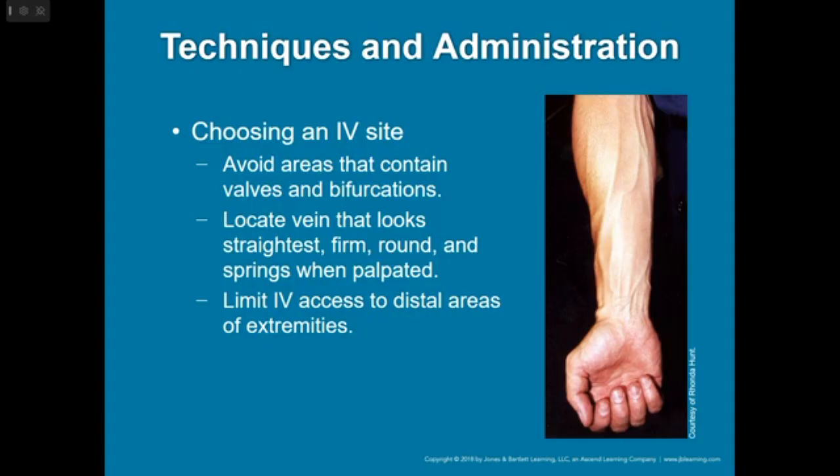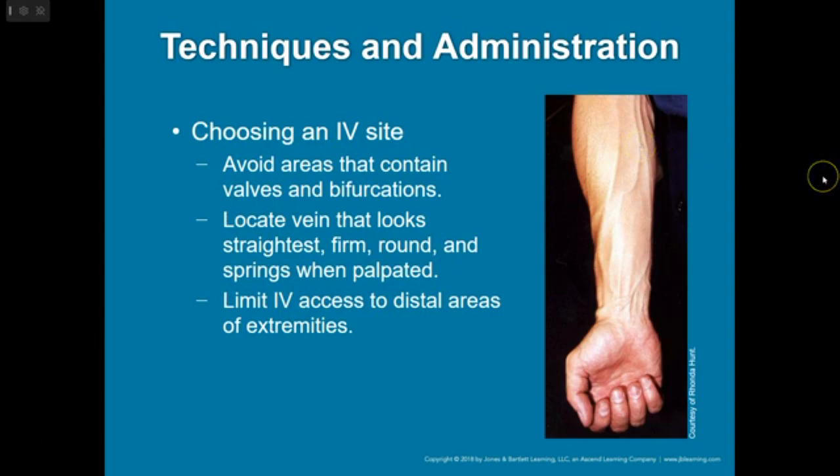Avoid areas that contain valves or bifurcation. You can probably look on your own arm and see a valve. It's like a little bump right in the middle of your vessel. That's a one-way valve, pretty much. You can go through those with an IV, but if you can avoid them, that's the best way. Bifurcation is where two vessels split off. Let's see if you can see this. Like right in here. See that bifurcates? So those vessels are splitting off in different directions there. We'd want to avoid that if possible. We could go right here, right above that bifurcation is a good spot.